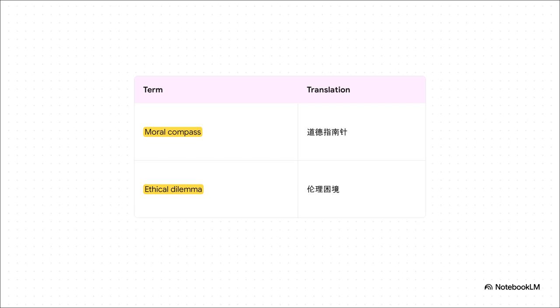Moral compass, 道德指南针. This is an excellent phrase to explain personal integrity when making difficult choices at a Canadian workplace. Ethical dilemma, 伦理困境. And this term, it's your perfect tool for setting up those really tricky, ambiguous scenario responses in Speaking Task 6.